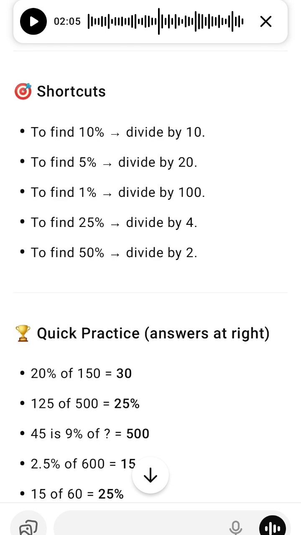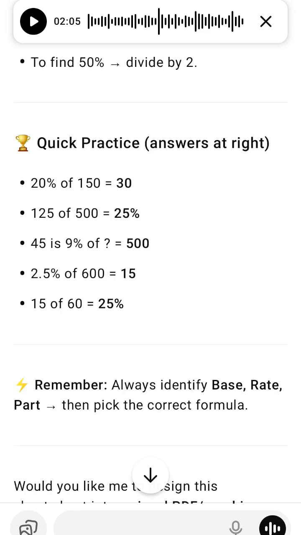20% of 150 equals 30. 125 out of 500 equals 25%. 45 is 9% of 500. 2.5% of 600 equals 15. 15 out of 60 equals 25%. Remember, always identify base, rate, and part, then pick the correct formula.